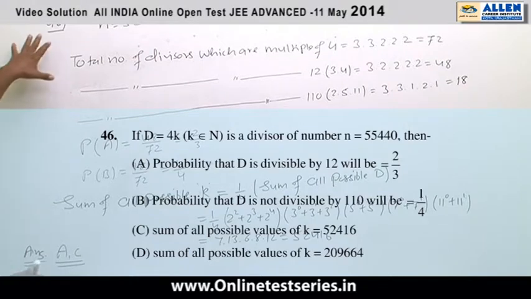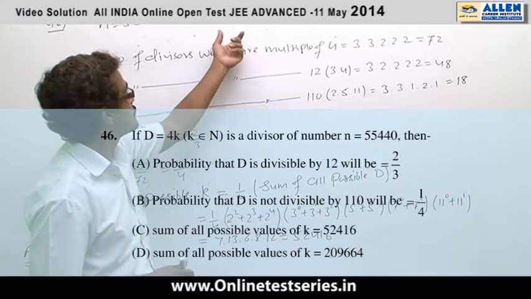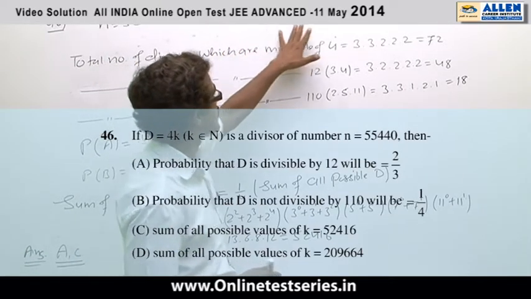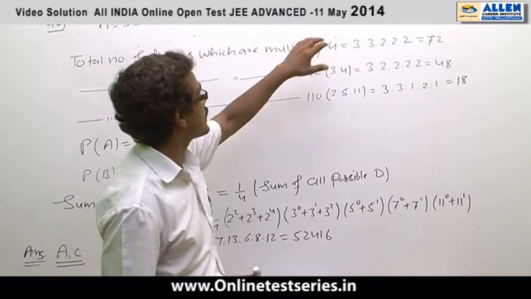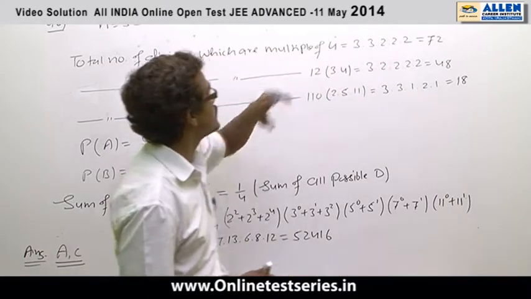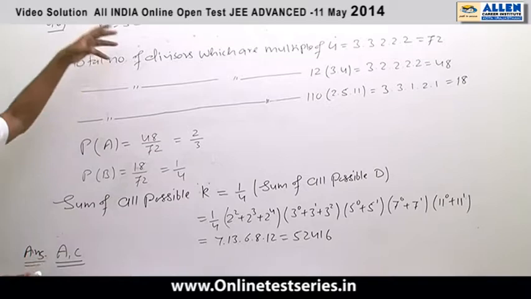Now, in question number 46, the number n is given as 55440. If we prime factorize this number, it becomes 2^4 × 3^2 × 5 × 7 × 11. It is given that d is a divisor of the form 4k, where k belongs to N. It means d is a divisor which is a multiple of 4. So first we have to find how many d's there are.